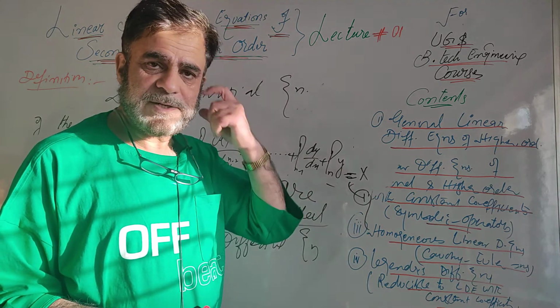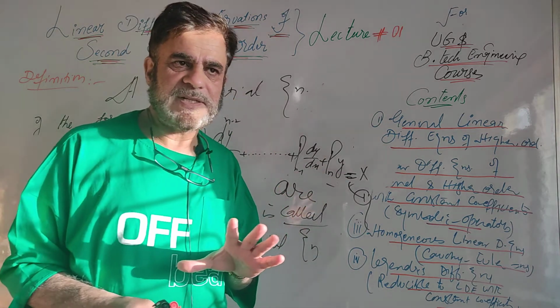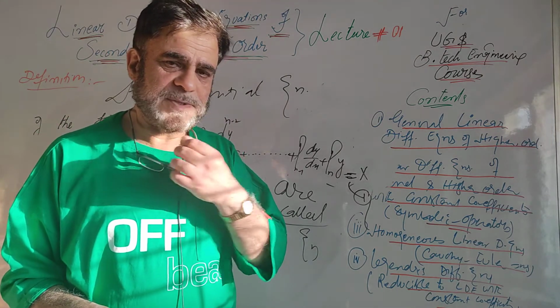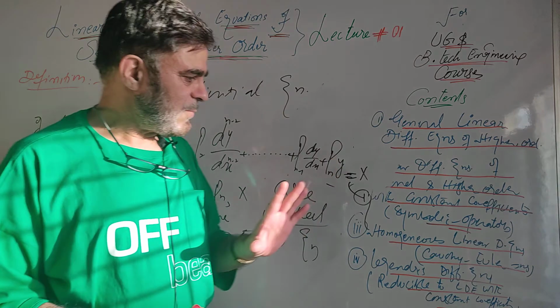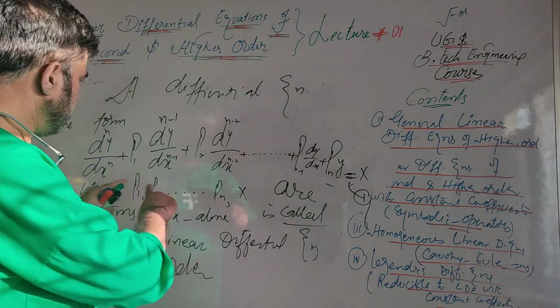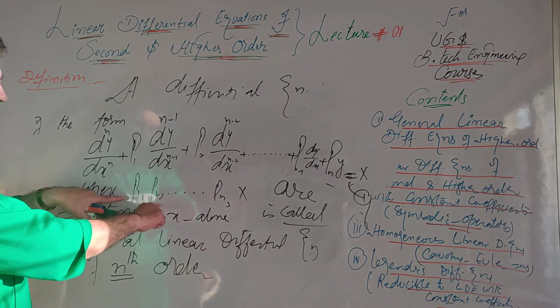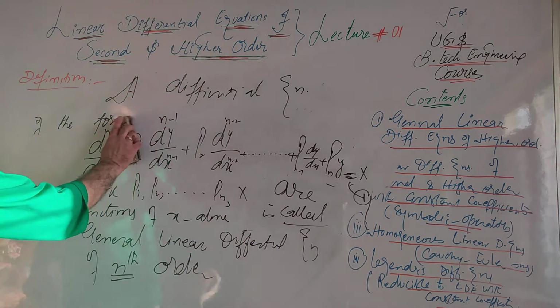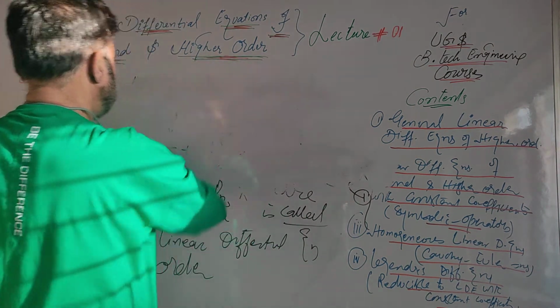Not always can we reduce some kinds of differential equations to differential equations with constant coefficients, and then we apply the general method that we will discuss in future. So this is the linear differential equations, not with constant coefficients. These we took as variables here. Now we come to linear differential equation with constant coefficients.